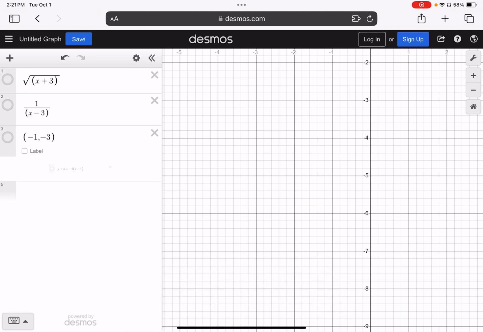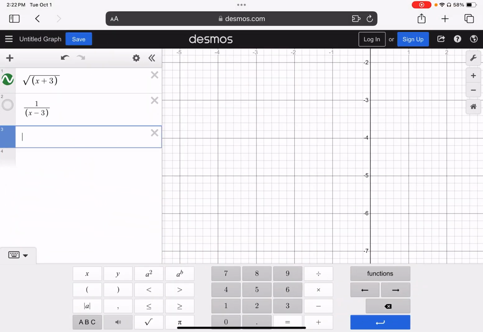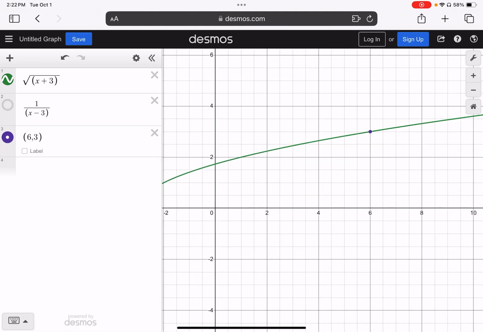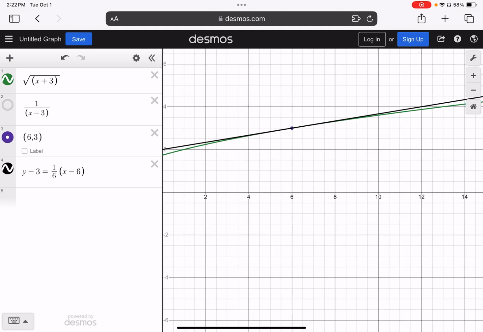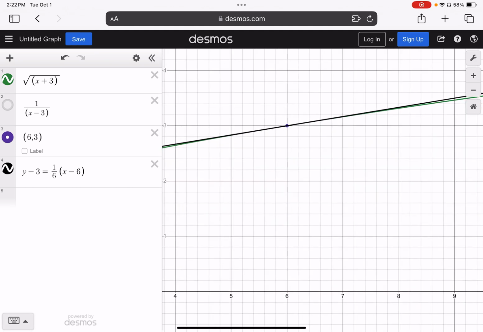Let's just get rid of these. Here we go. There was a point at 6, 3. I keep switching back between using my keyboard and not. So here's our graph. There's the point at 6, 3. We said the slope was going to be 1/6. y minus 3 equals 1/6 times x minus 6. And there we go. Right? When we zoom out, it's clearly a different thing. When we zoom in, you really can't tell the difference. That's a good tangent line.